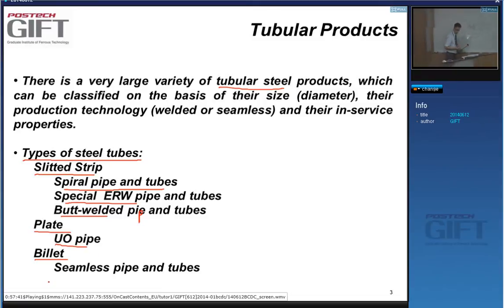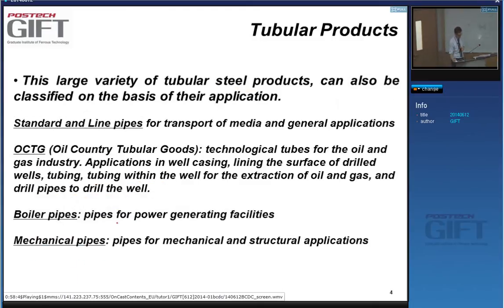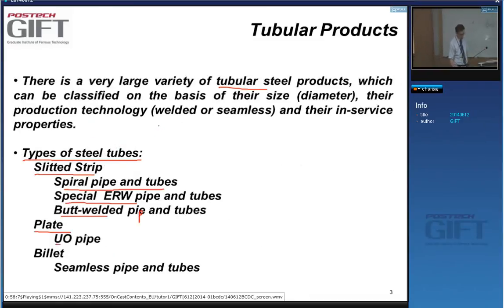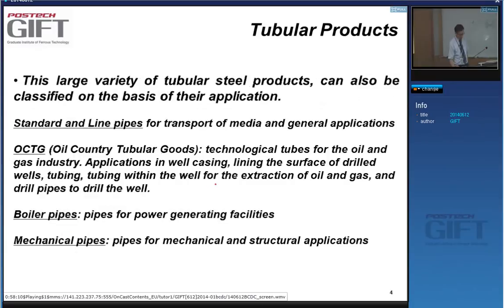Seamless pipes and tubes are made with round billets, where you do a piercing process to make seamless pipes. So we can classify them on the basis of how we make them. We can also classify them on the basis of their applications. That's important, because depending on the application, the requirements may be easy to achieve or very difficult to achieve.